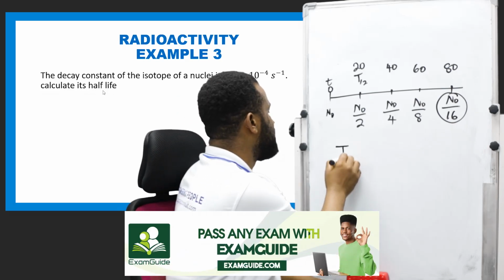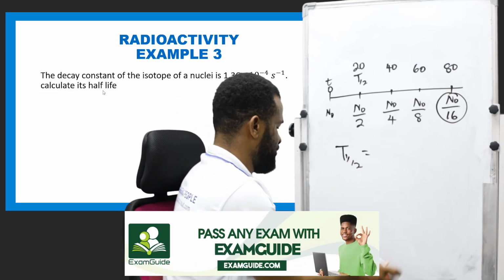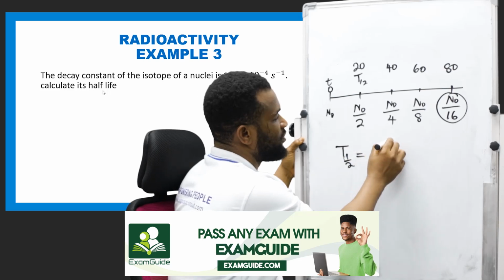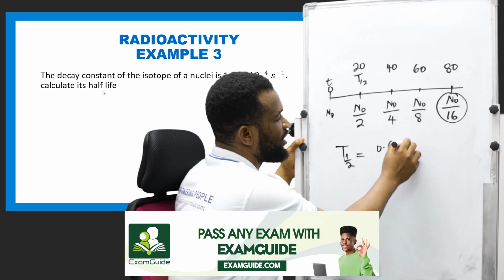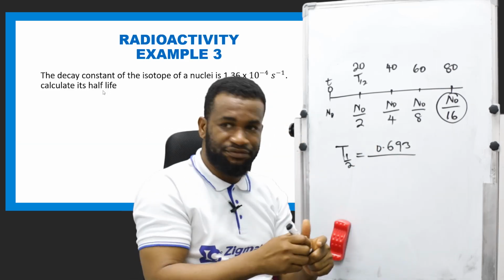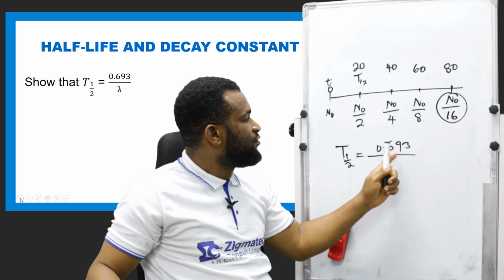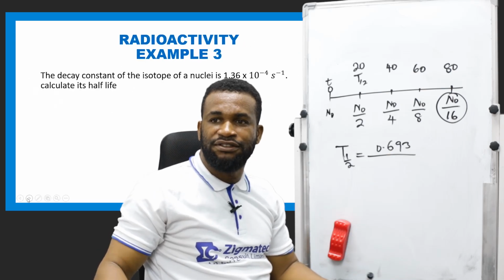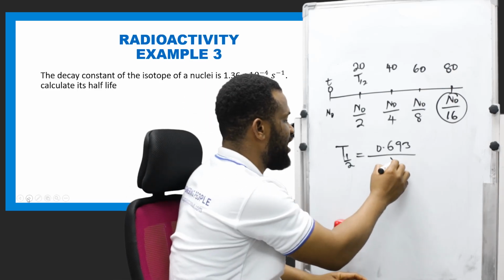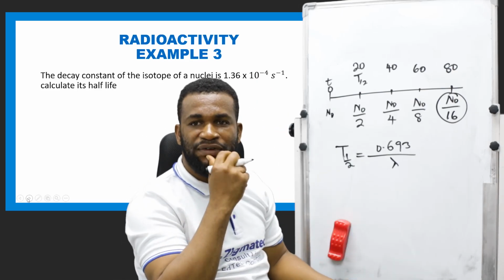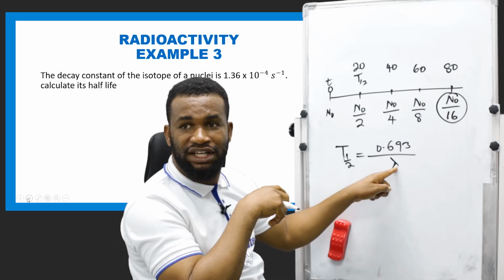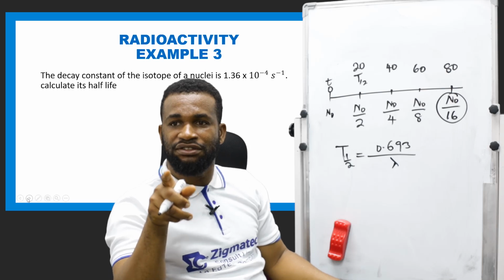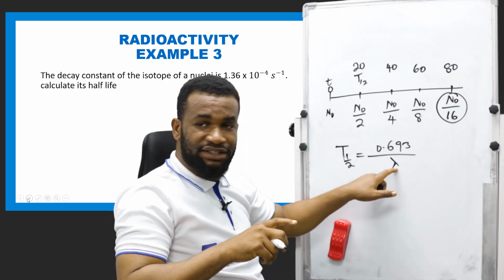Remember the half-life, T-half, is 0.693 all over lambda. So we should find the decay constant. Remember, this value is the decay constant. So the decay constant of a radioactive isomer. Okay, we already have this. They have given it to us.